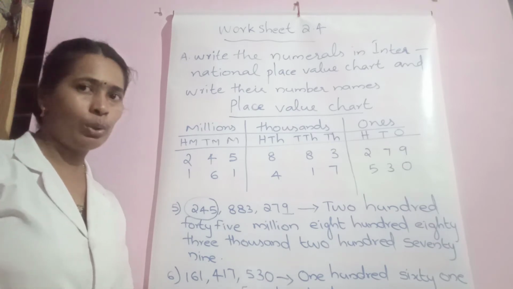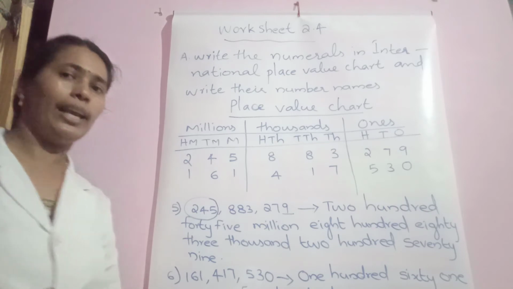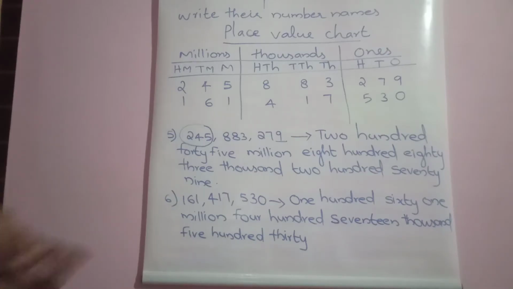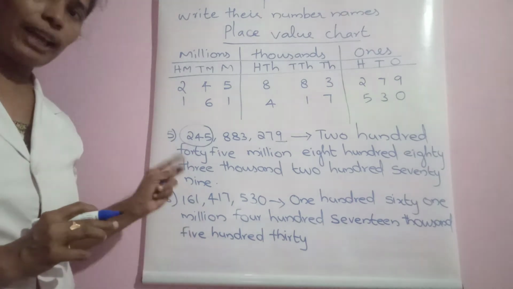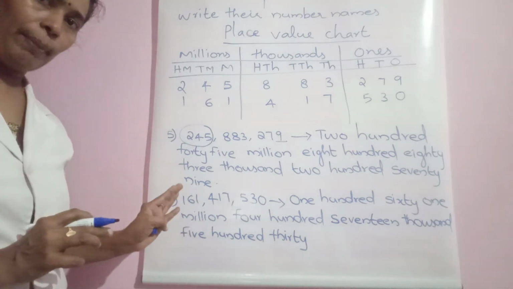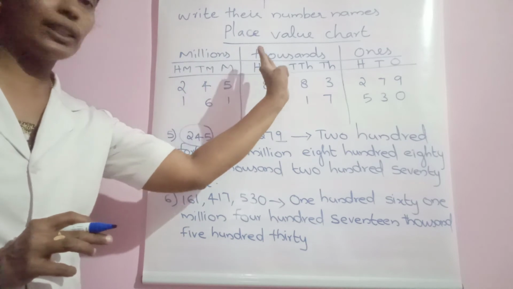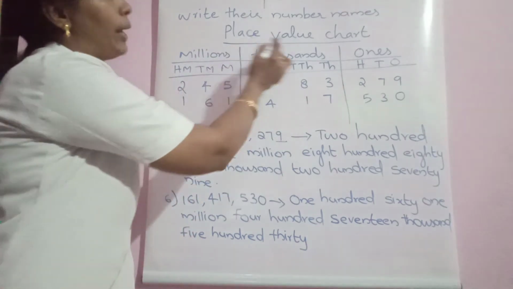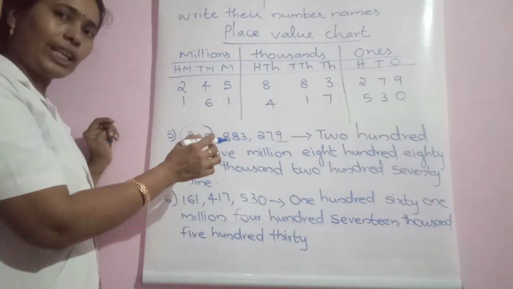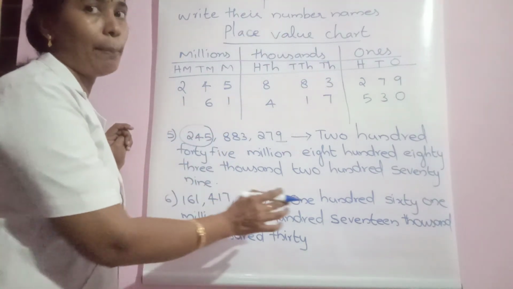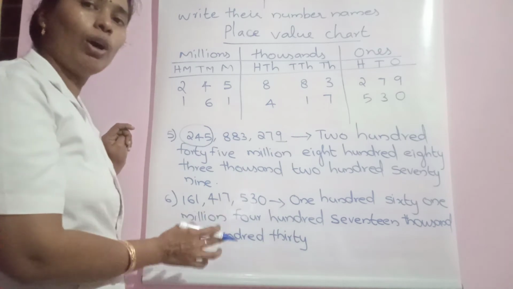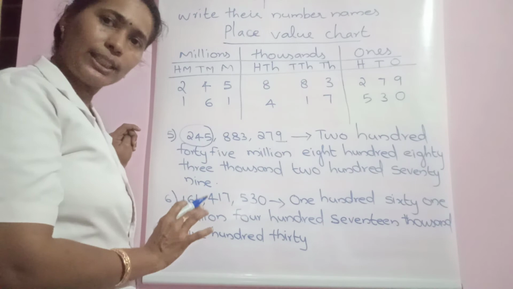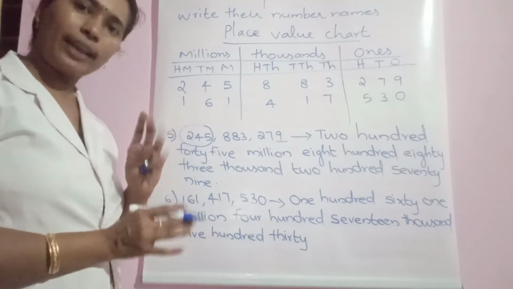Okay. Let us move to the next sections: B, C, D, etc. So in 5 and 6, we have already represented the given numbers on the international place value chart. After representation, we have written their number names also. Number names or the numeral in words, both are the same.